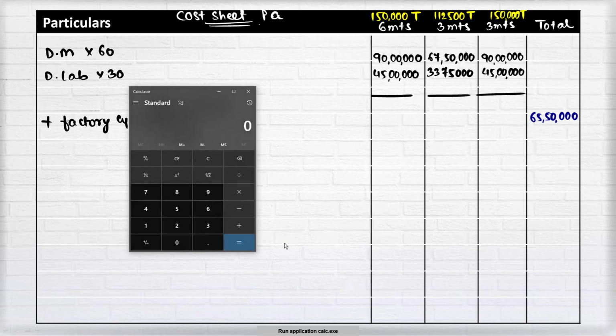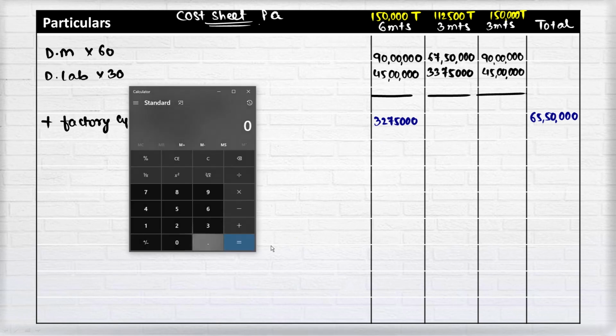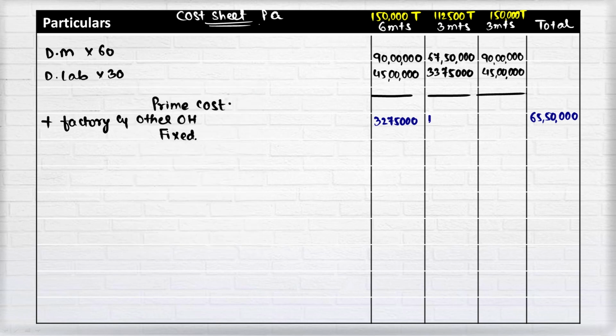65,50,000 divided by 2. That is 6 months. 32,75,000. Here it will be divided by 3. 65,50,000. Again 32,75,000 divided by 2. 16,37,500.